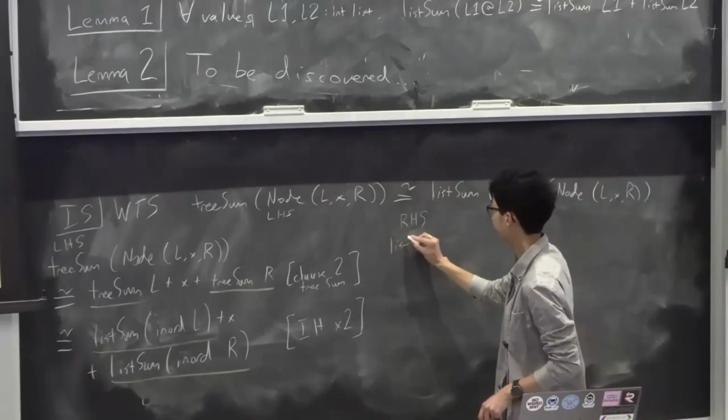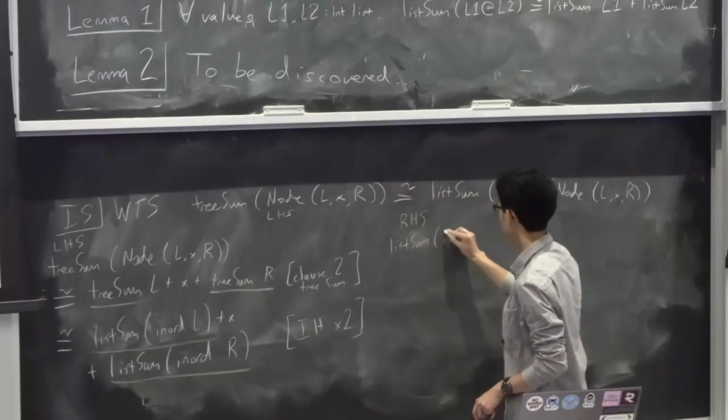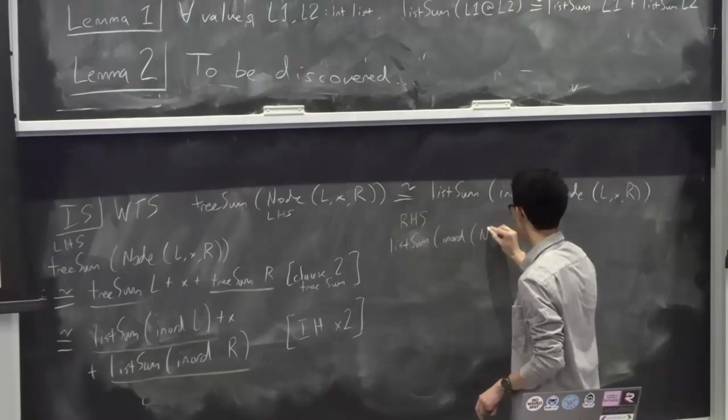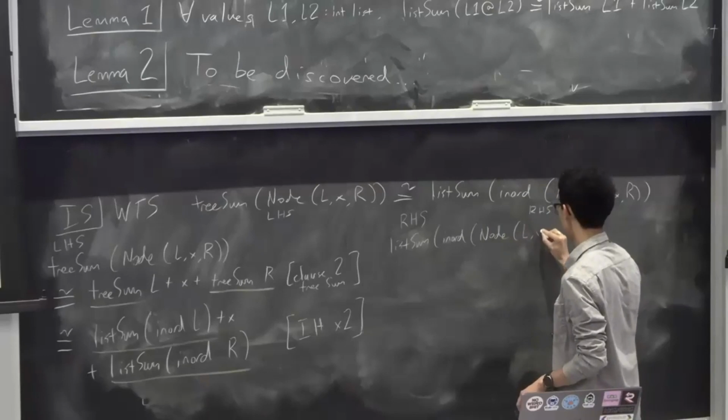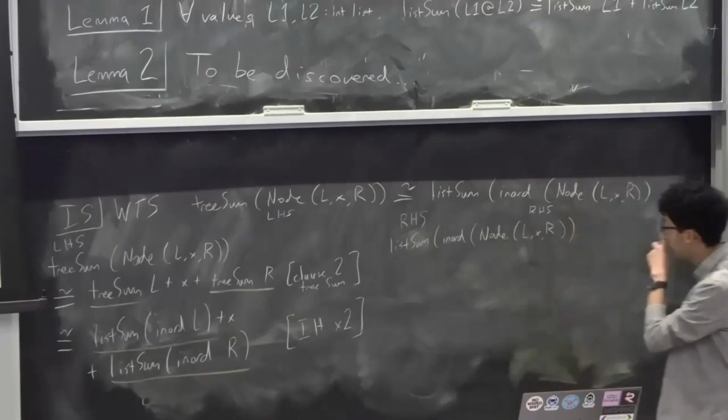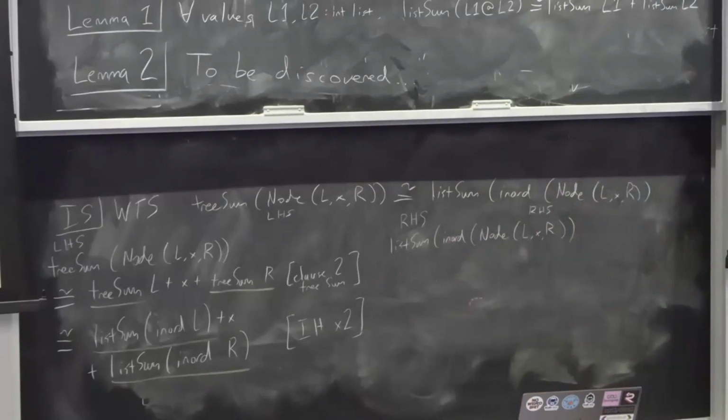So if I have list sum of inord of node of L X R, I want to step this. The first thing I do is look at the definition of list sum. Can I apply list sum? Do I have anything that says what list sum of inord of node is? I do not. I only know list sum of nil, of x cons x's, and in this case, append of two things, because of our lemma. So I can't do anything here, but I can simplify inord, because I know that inord of node of L X R is this. So I'm going to do that.